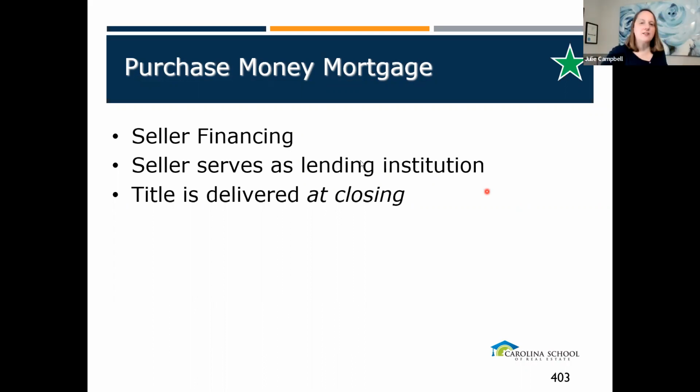With seller financing, the seller is acting as the lending institution. We go to closing, the deed changes hands. The buyer's not making payments to a lender. They're making payments directly to the seller.